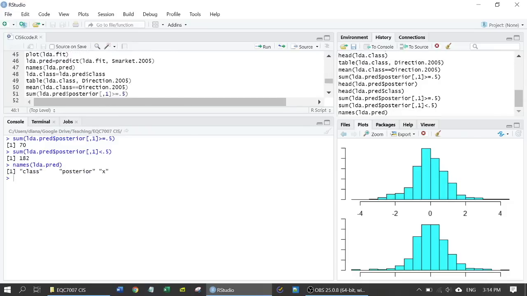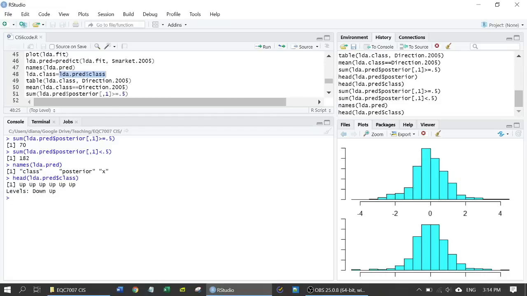As you can see, let me just revise again. So under LDA.pred, basically we have class, we have posterior and x, and just now we were looking at LDA.pred$class. So let me just run head of LDA.pred$class. So the first 6 observations are classified to be up based on the LDA model that we created. And then next we're going to use this LDA.posterior, and let's just see the first few observations under this one. Okay.